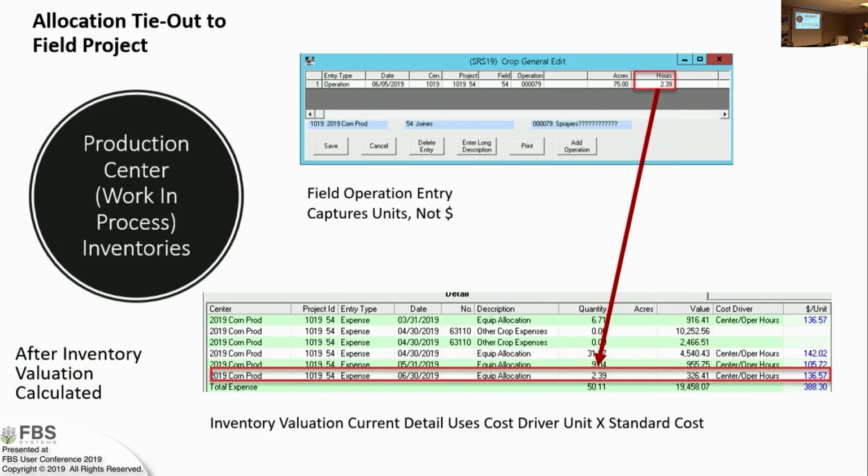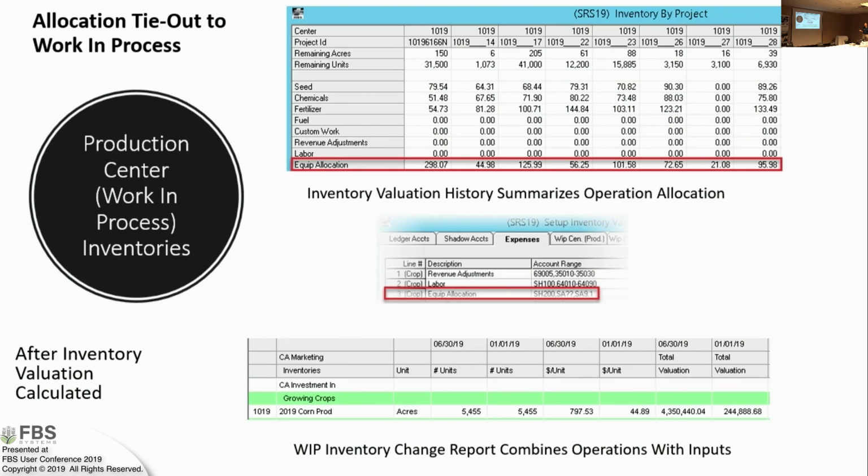So, capturing the hours and charging things off. Okay, so now the other things we need to tie out. Well, this is on the project report. So now this time we're looking at individual fields, looking at the equipment allocation charge on a per acre basis.